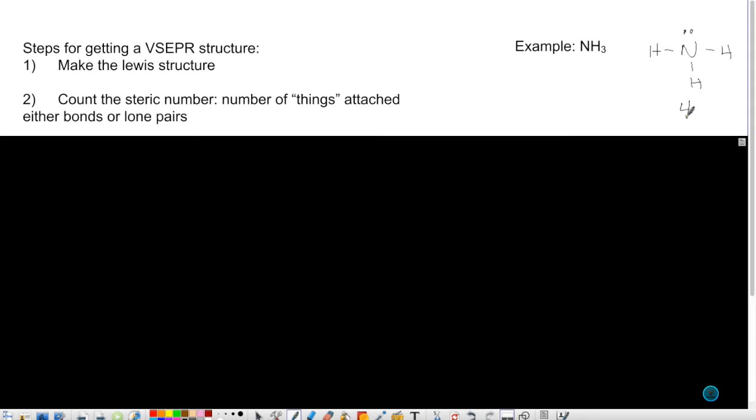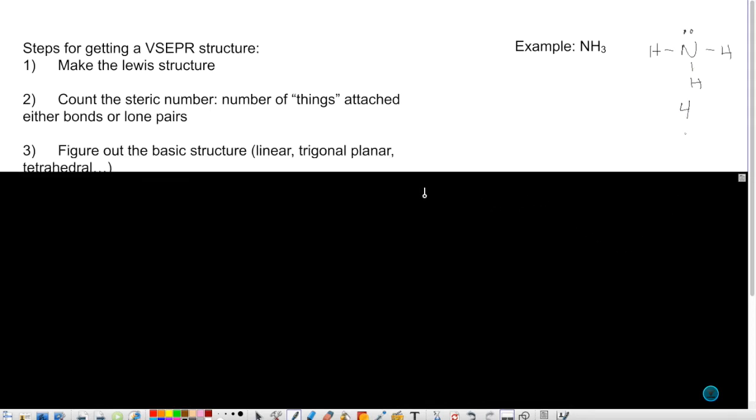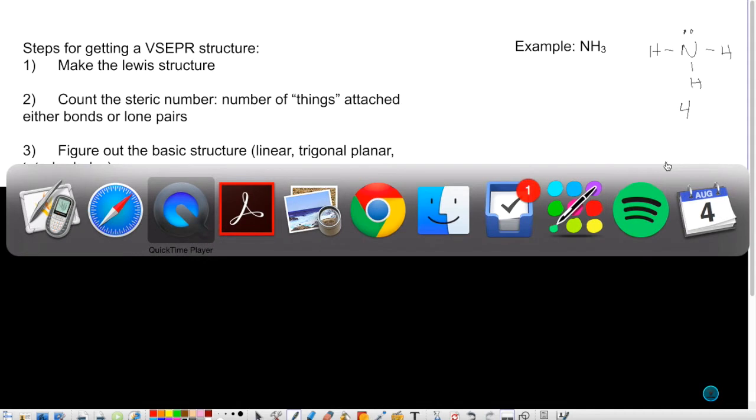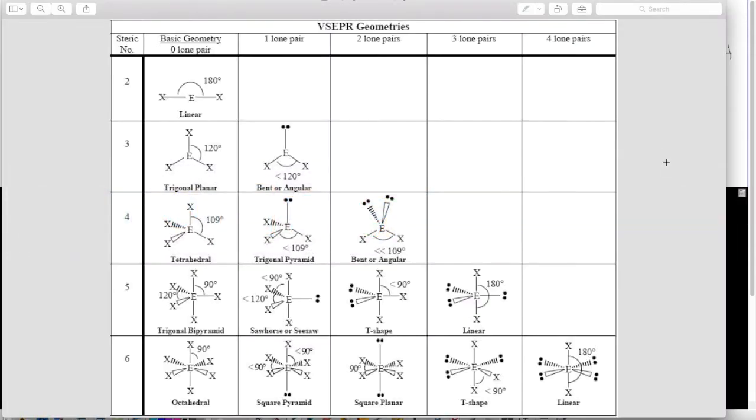So its steric number is 4. Okay? Now, we figure out the base geometry, the base structure, which is the structure of an atom with 4 other atoms attached. Lone pairs do some weird stuff, and we're going to talk about that. And the reality is you are just going to have to memorize this table, which is on the graphical organizer for this unit.